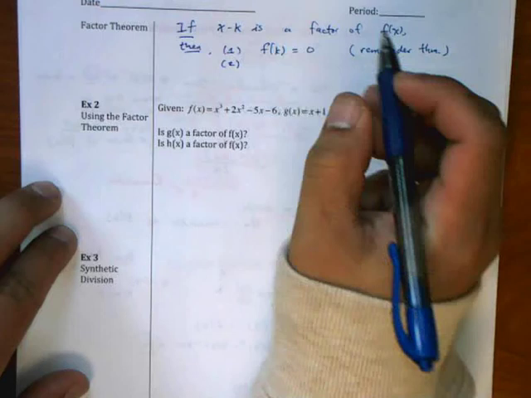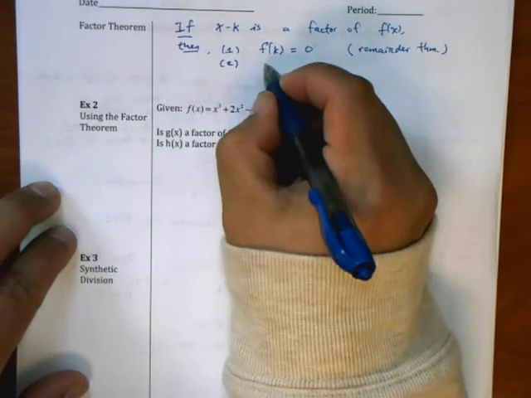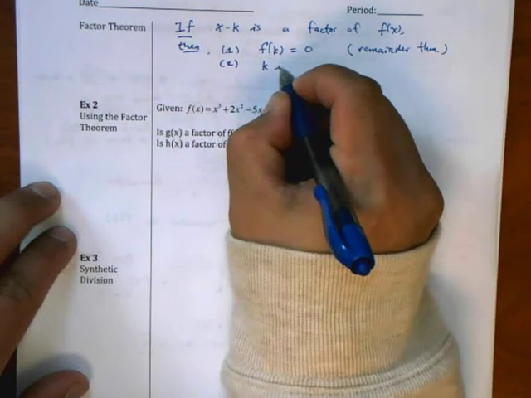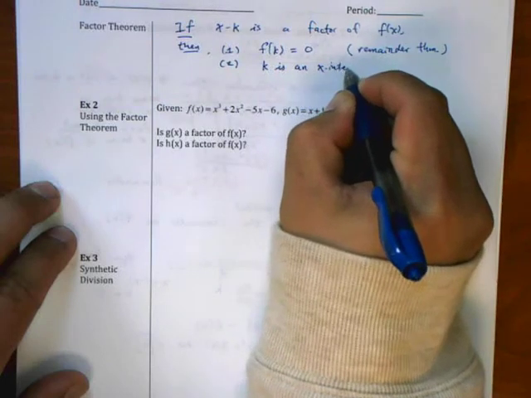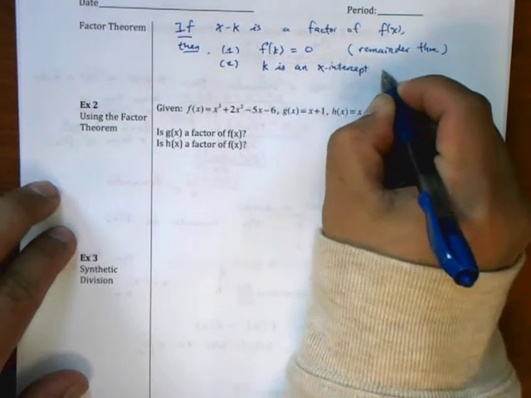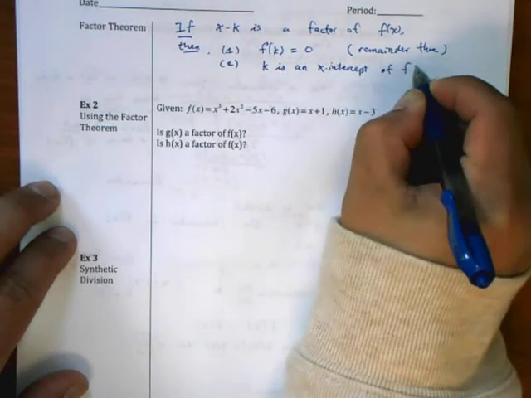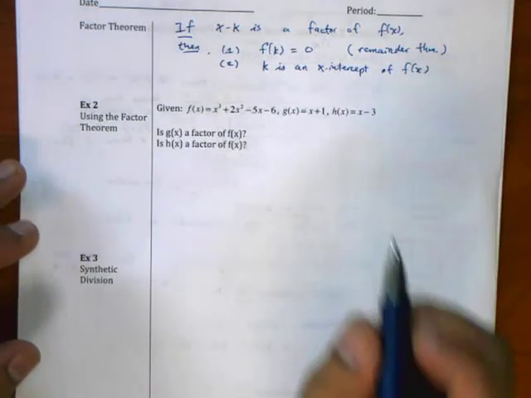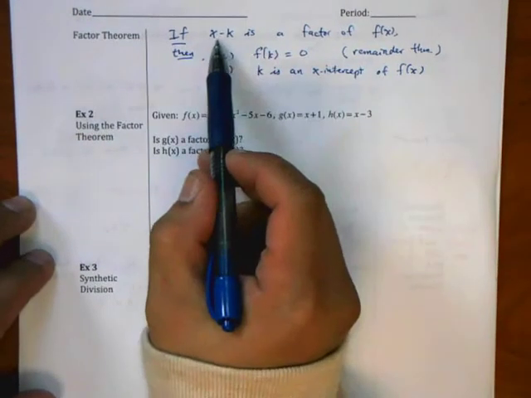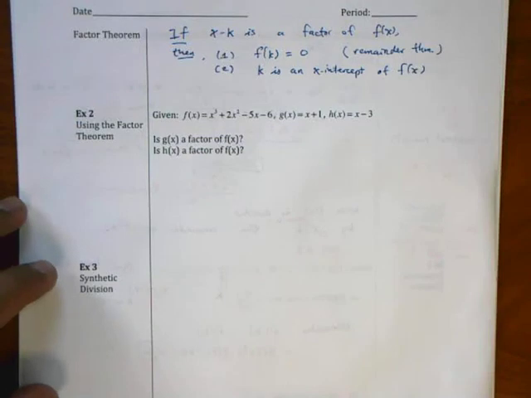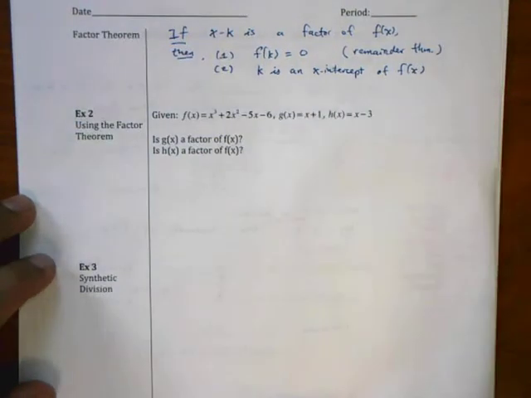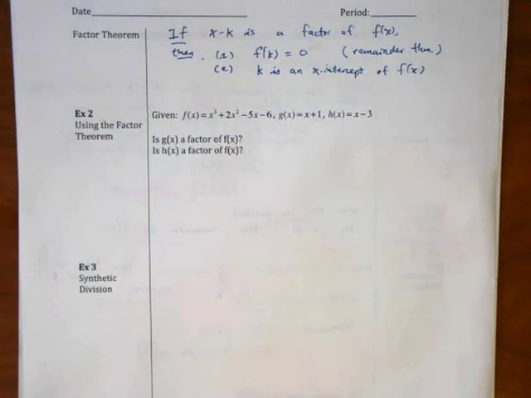Second, k is an x-intercept of f of x, meaning that if you were to graph it and this is a factor, then k is going to be an x-intercept of f of x. And so let's put the factor theorem to work here.